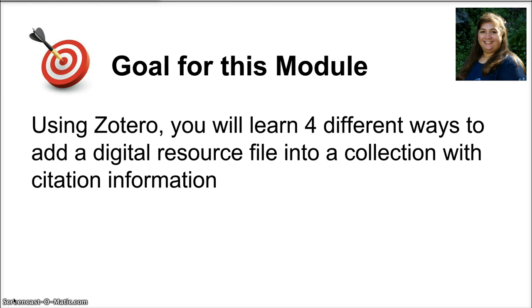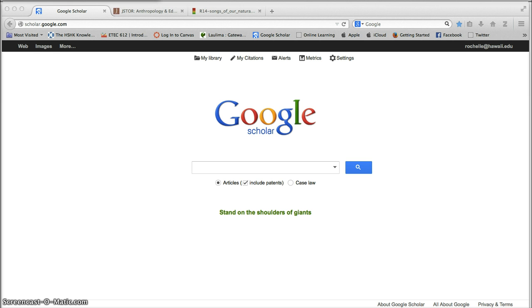The goal for this module, using Zotero, is so that you can learn 4 different ways to add a digital resource file into a collection with citation information. So let's get started. First, you will open a web browser. Once you've installed Zotero, you will find across from the address bar the tools and a Z tool. This Z tool allows you to toggle Zotero open and shut.